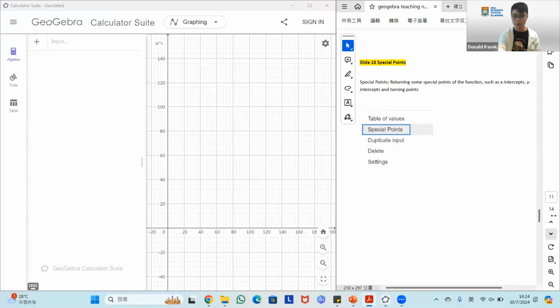After talking about the functionalities in the tool section, we will instead look into a more general feature. So for any kind of functions we plot in GeoGebra, including a cubic function that I'm trying to type here.